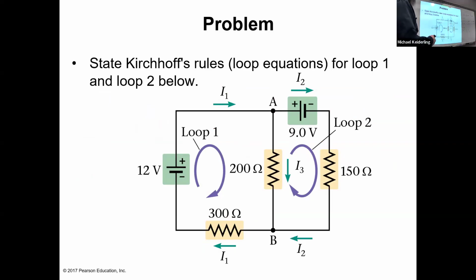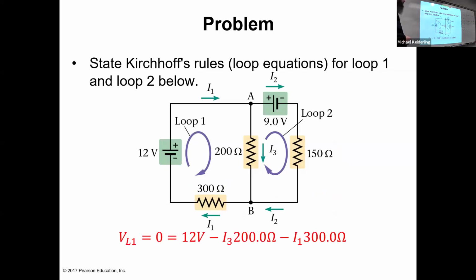So here we want to state Kirchhoff's rules, the loop equations for loop 1 and loop 2. Well, loop 1 has a plus 12 volts minus I3 times 200 ohms minus I1 times 300 ohms. And loop 2 has minus 9 volts minus 150 ohms times I2 plus 200 ohms times I3.